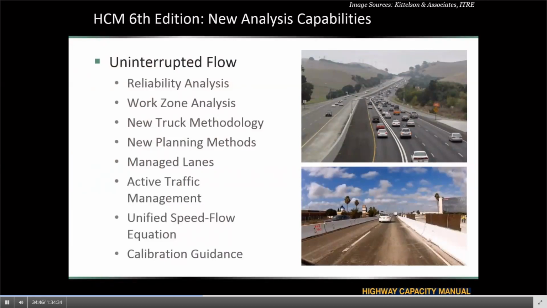But other functionality includes work zone analysis, a new truck method, a brand new planning methodology that's in the Planning and Preliminary Engineering Applications Guide, Managed Lane Methodology, ATDM, Active Traffic Management, and other functionality integrated in the methodology to make it more user-friendly, more consistent, and allow for calibration based on the numerous data sources that are now available to many agencies, either in the form of roadside sensors or probe-based speed and travel time data. The HCM now recognizes these sources explicitly and provides guidance, for example, for estimating capacity for key bottlenecks and how to calibrate them.